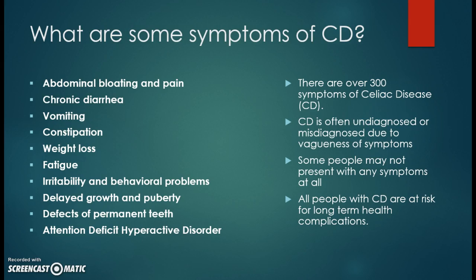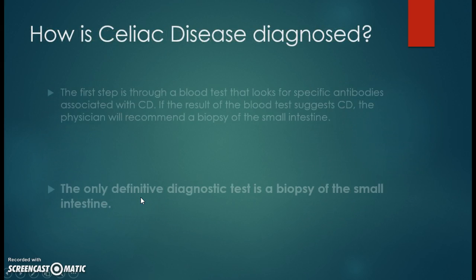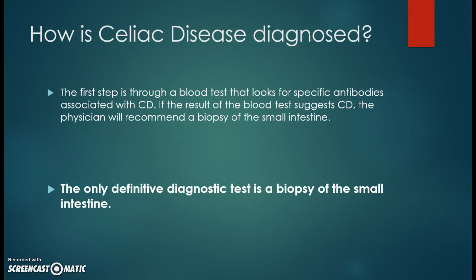Some common symptoms that are more often seen in children are irritability and behavioral problems, delayed growth in puberty, defects of permanent teeth, and ADHD. Now, it's true that some people may not present with any symptoms at all, but all people with celiac disease are at risk for long-term health complications. How is celiac disease diagnosed? The first step is through a blood test that looks for specific antibodies. If the result of the blood test suggests celiacs, the physician will likely recommend a biopsy of the small intestine, which is the only definitive diagnostic test available.